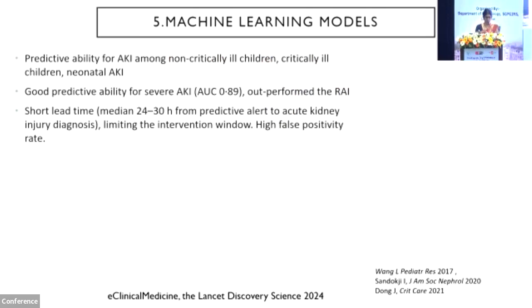The next tool is the machine learning tool. We have a decent number of studies on various predictive models for pediatric AKI in non-critically ill children, in critically ill children, and neonates, and a good prediction for severe AKI was observed that outperformed even the renal angina index. Well, the short time window for intervention between the prediction alert and the diagnosis makes it challenging to give a good window for intervention, and false positive rates are also a concern.